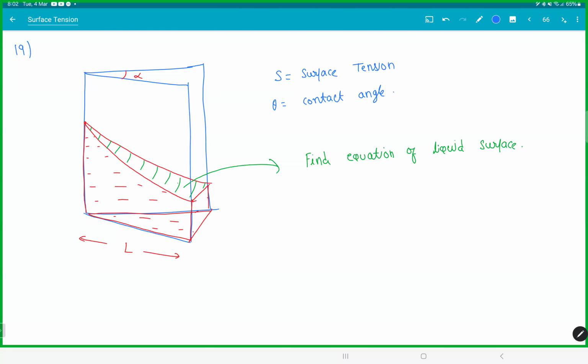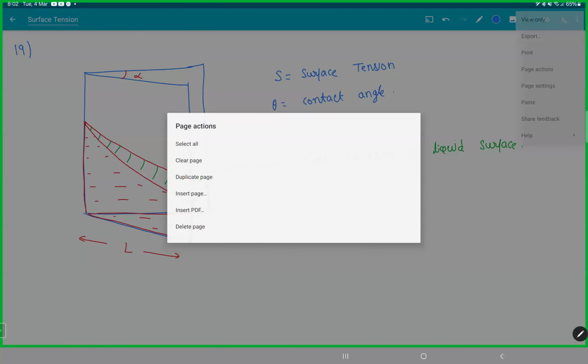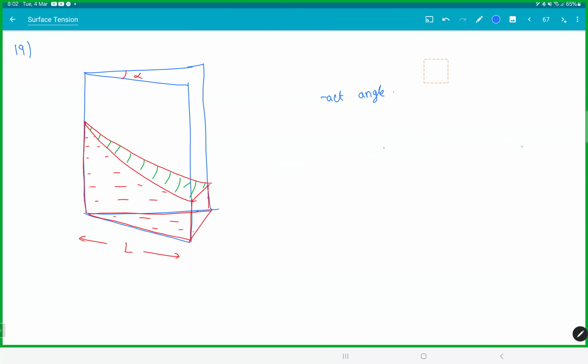How do we do this? Consider an FBD like this. At a distance x, take a thin slice dx. Consider this to be the origin. Let this be the x-axis. So when you take a small slice here, it's like a small cuboid. It's like this piece here. Can you visualize?